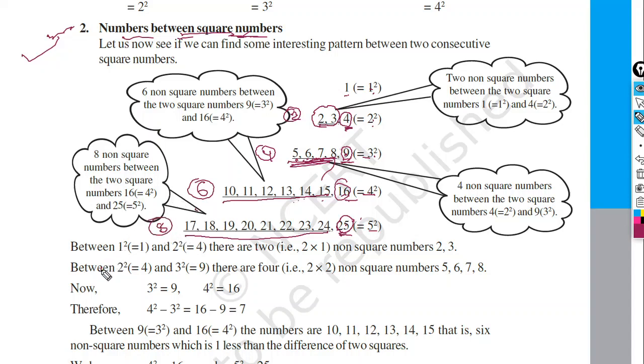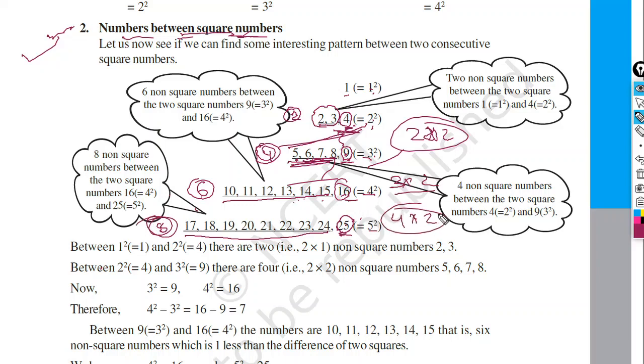Now you notice one thing. 3 square is 9, 2 square is 4. The count of numbers between 1 square and 2 square is 2, that means 1 into 2. Between 2 square and 3 square is 4, that means 2 into 2. Now again you come here. There are 6 numbers between 3 square and 4 square. We can say 3 into 2. Similarly here you come: 8 numbers, 4 into 2.